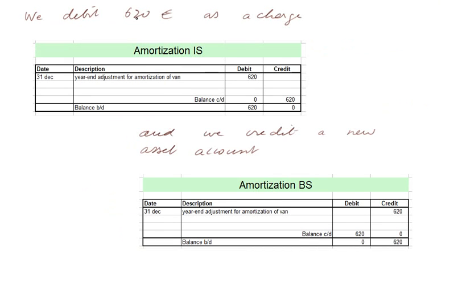So we debit 620 euros, that is a new charge, in an account called amortization IS, 620 entered on the debit side, and we credit a new asset account called amortization BS with a credit of 620 euros.